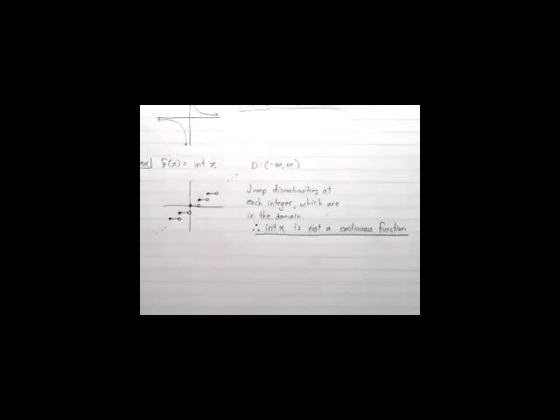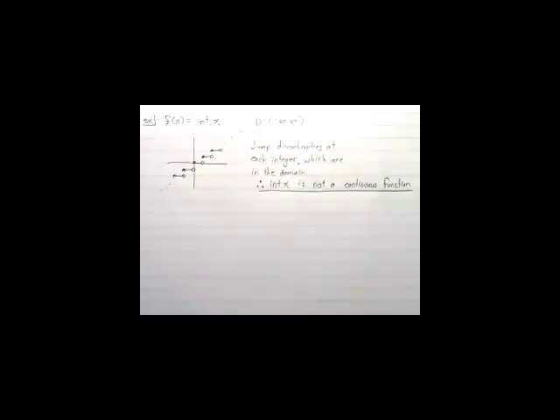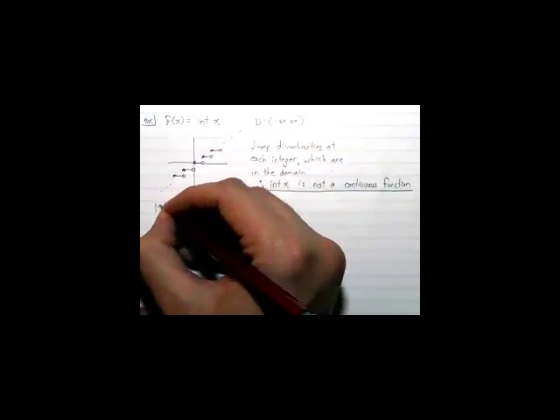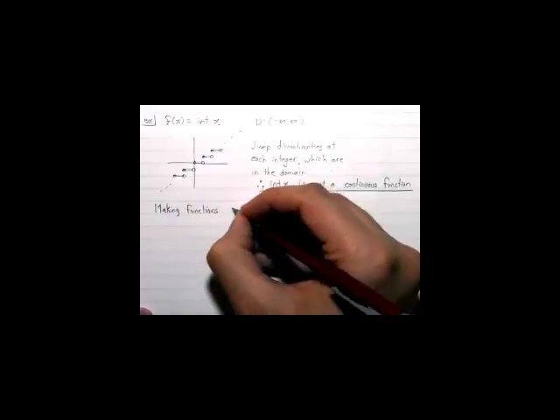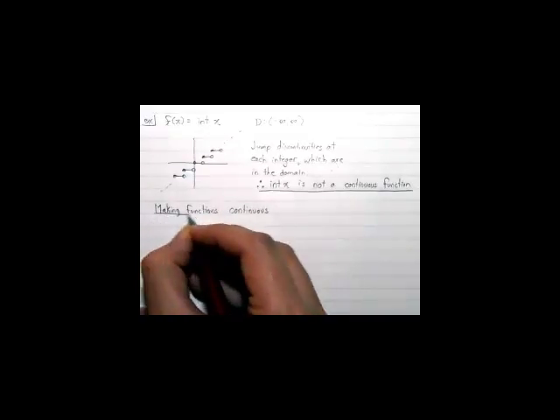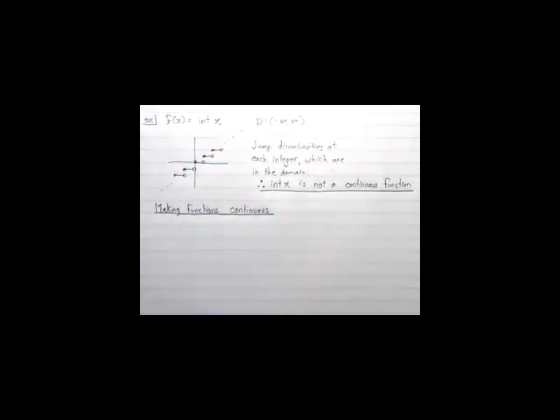Okay, so making functions continuous. Sometimes we have a function that is discontinuous, and all it takes is one little change to make it continuous. So that's what we're going to focus on next. I've got one I'd like you to take a look at here: x squared minus 9 over x minus 3.